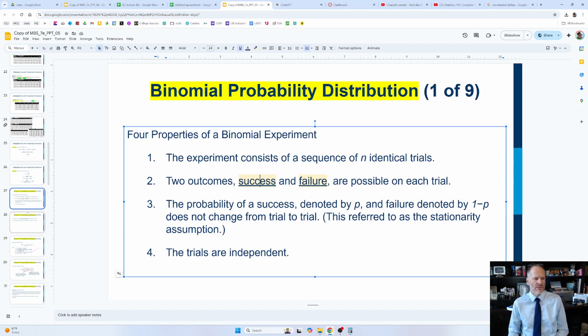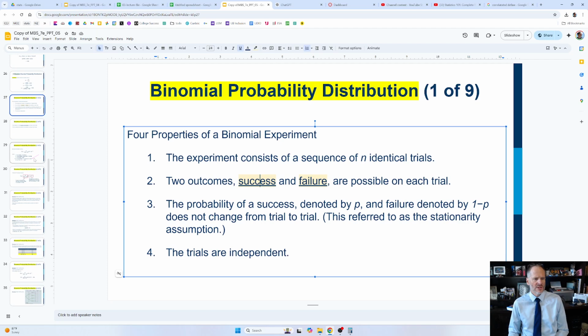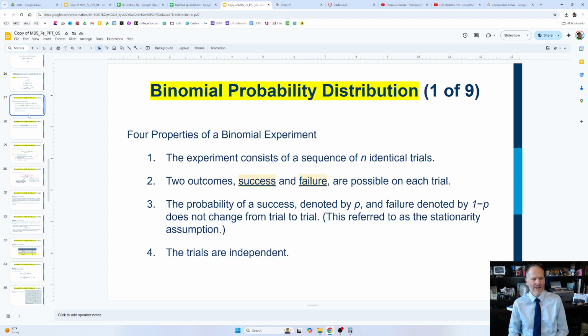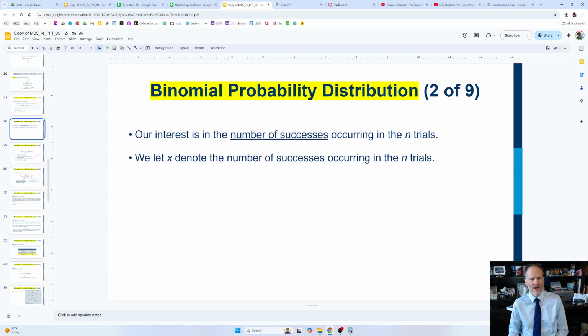When you have a binomial experiment, you're going to be able to use this formula right here, a binomial probability function, to calculate the probability of something. What you're going to calculate is the probability of x successes in n trials. So we're looking at success and failure here. But let's work up to that. Our interest is in the number of successes occurring in n trials. We let x denote the number of successes occurring in n trials.